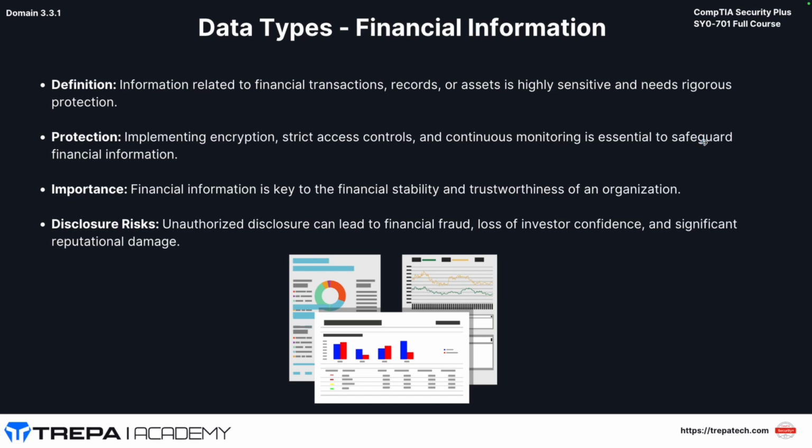Financial information. So this is information related to financial transactions, records, or assets. Protection, when we're talking about financial information, maybe just of our customers, maybe our employees, we get their W-9s or 1099s, whatever the case may be. We need to protect that. We need to have strict access controls.